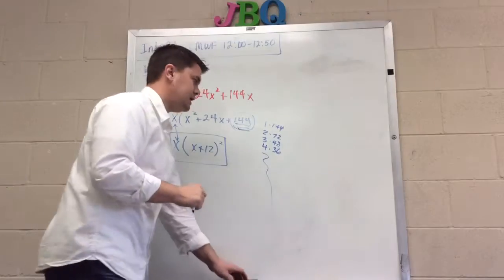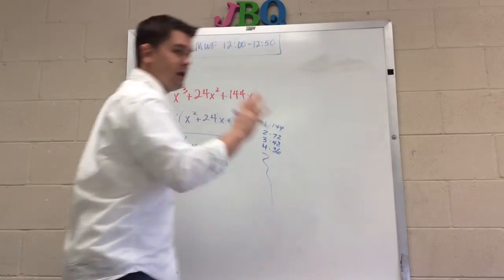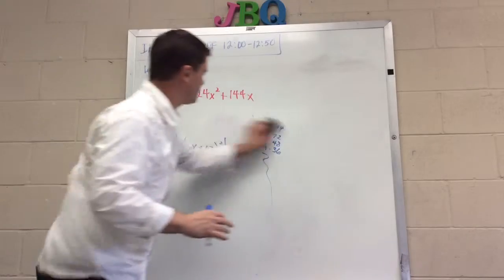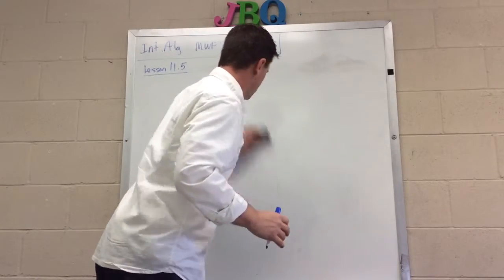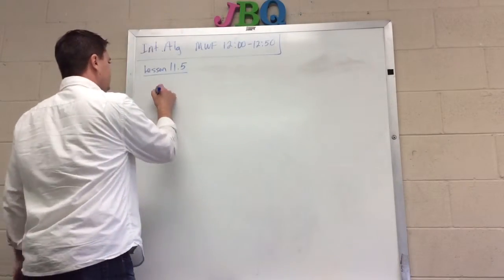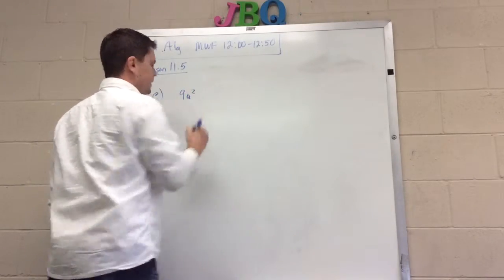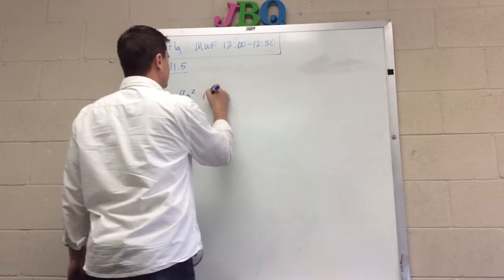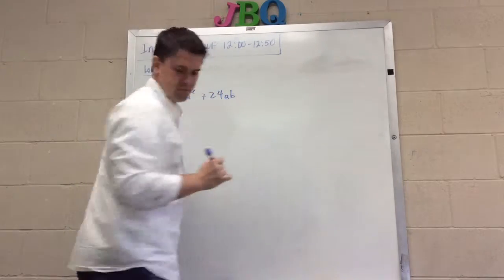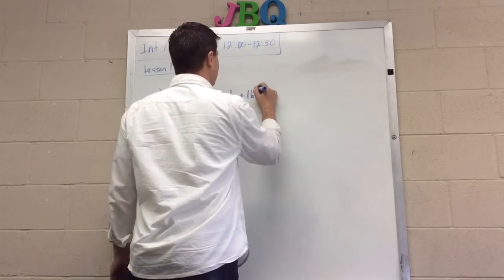Example number E, letter E. Okay, pause, rewind if you need it. Example E, 9a squared plus 24ab plus 16b squared.